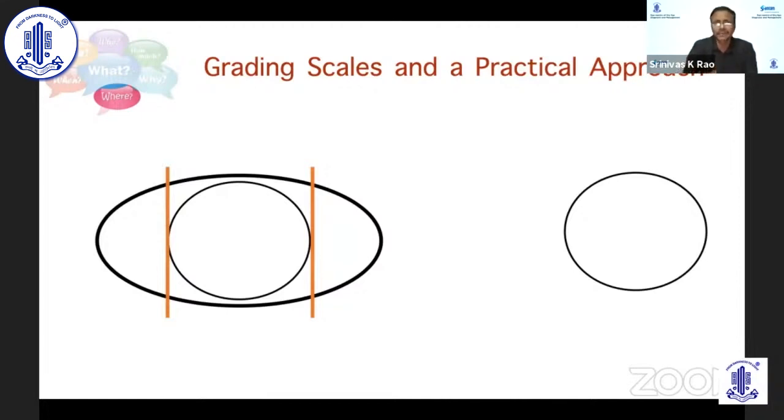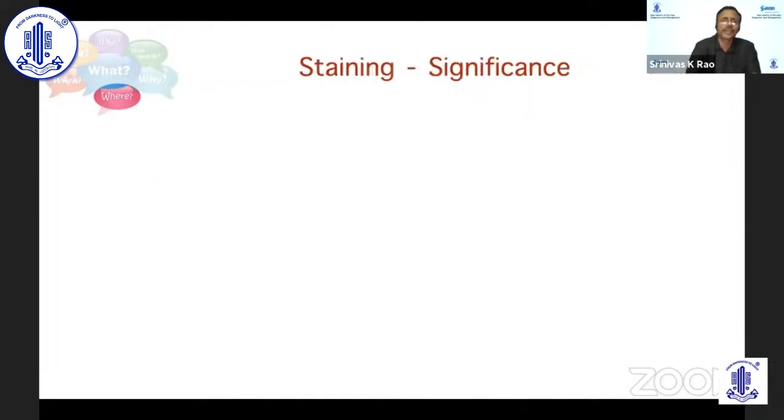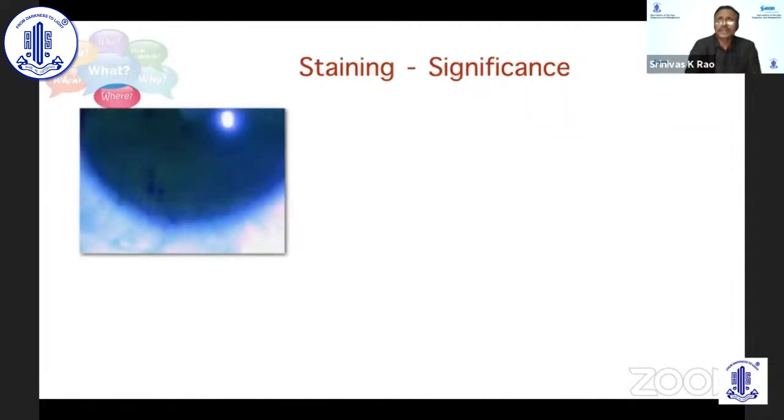So what I like to do is divide the ocular surface into 3 parts, but then I also like to divide the cornea into 3 parts. So it's basically 15, 3, 9, and 3. The reason I do this is because it's not just the amount of staining on the cornea that is important, but also the area of staining, which gives you important clues. Apart from this, you also want to look at the lid wiper and the upper lid and the lid margin in the lower lid.